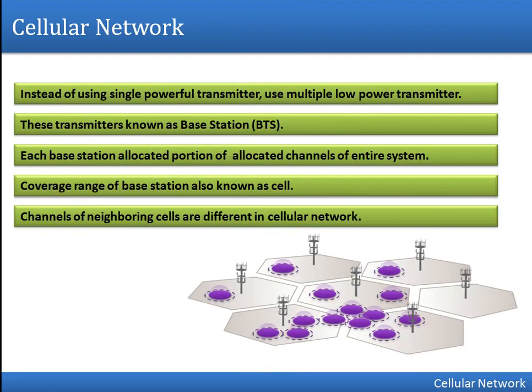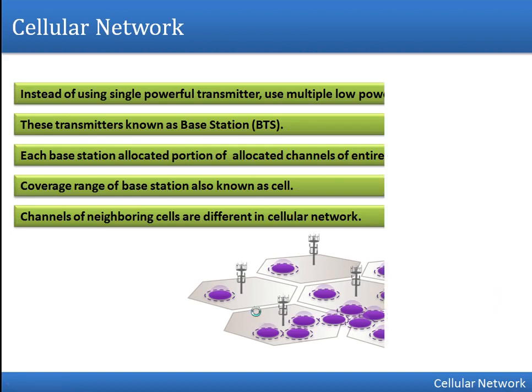So these are the points which we have discussed so far. In cellular network, instead of using a single powerful transmitter, use multiple low power transmitters. These transmitters are also known as cells, and also known as base stations. Every base station can cover a particular area of a region, and that area is known as a cell. And the channels of neighboring cells, meaning the frequency allotted to this cell and the frequency allotted to this cell, have to be different, otherwise there will be interference.